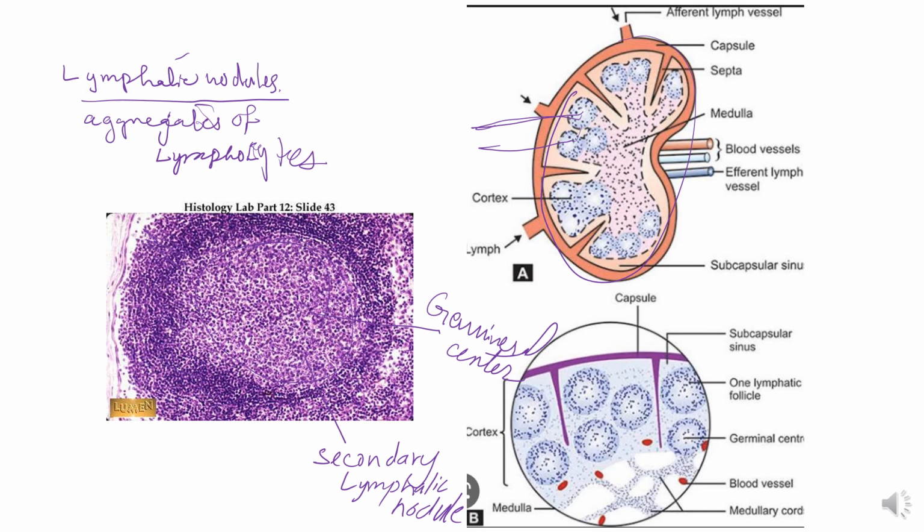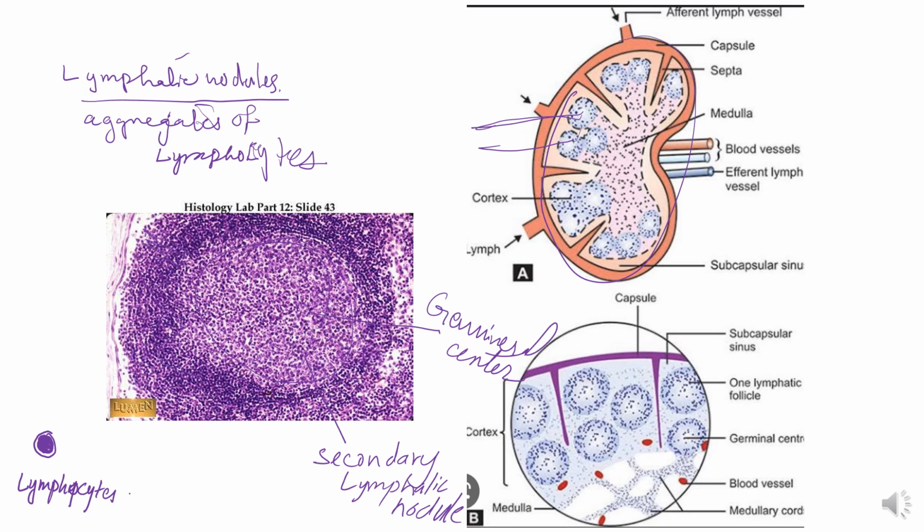Okay. Now, how to draw it? First of all, before drawing this lymphatic nodule, you should have the knowledge of the lymphocyte. How will you draw a lymphocyte? Lymphocyte is drawn like that, a large nucleus with a rim of cytoplasm around it. So, it has a large nucleus with very little cytoplasm. This is the lymphocyte.